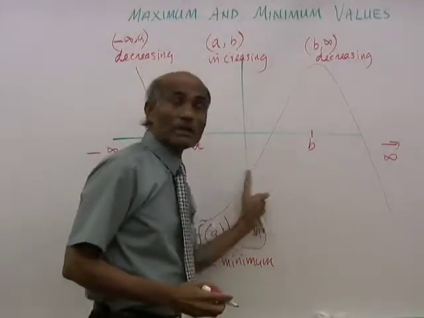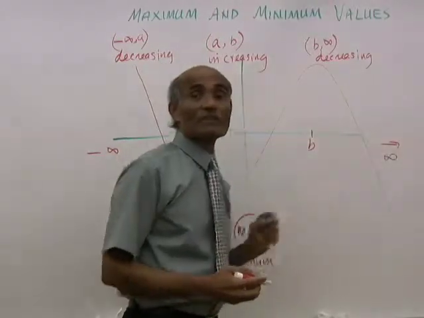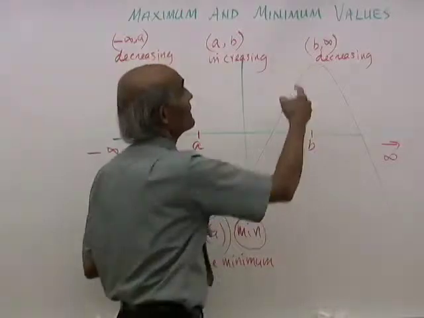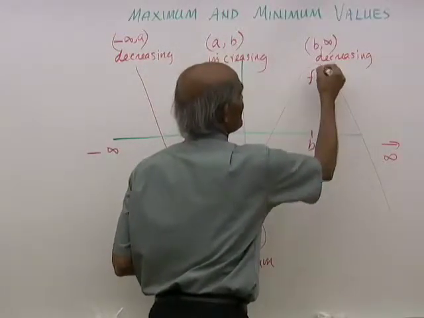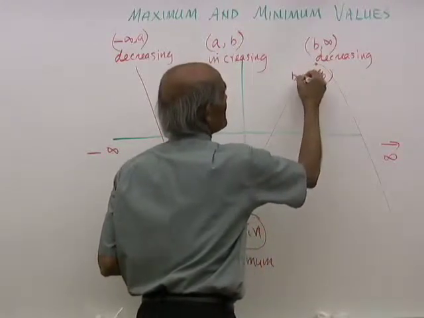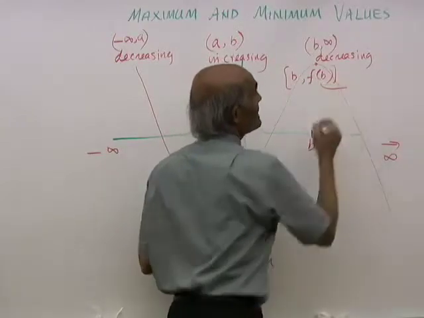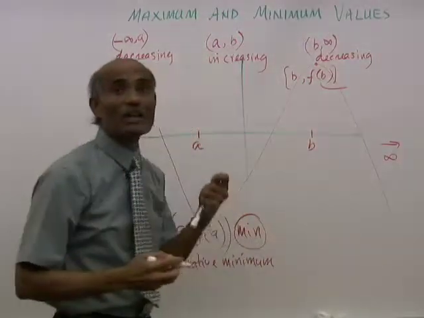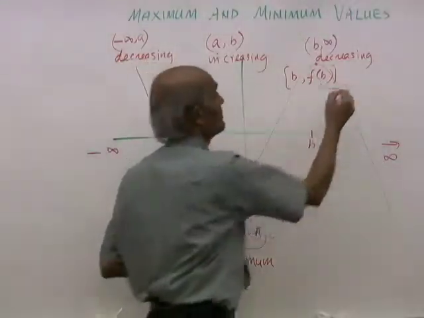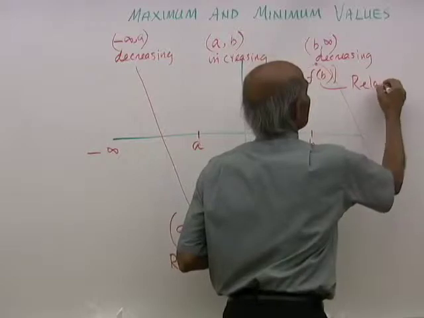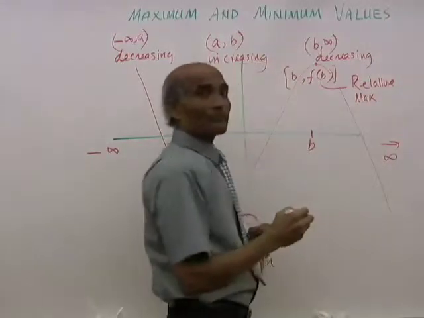Okay, how about f of b? From a to b, the function is increasing. From b to infinity, the function is decreasing. Therefore, what can you say about f of b? This point will be b, f of b. And f of b, therefore, can be called a local maximum or a relative maximum. So I'm going to write that. This is a relative maximum.